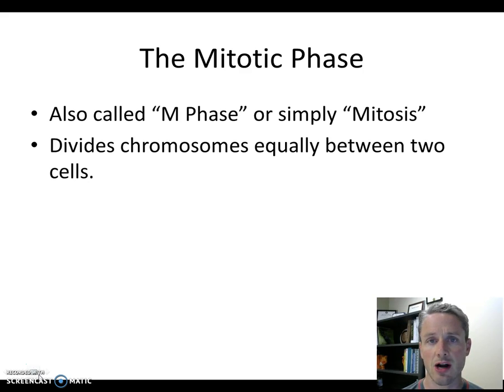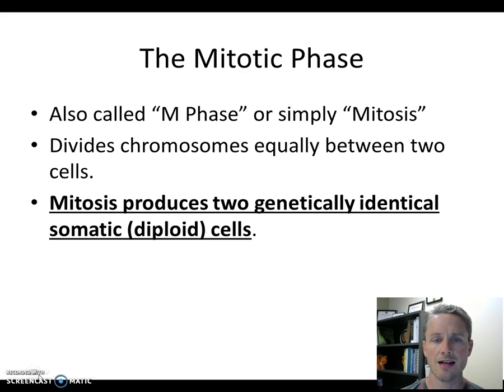I will often summarize mitosis, or M phase, in a single sentence. And here's how I would summarize mitosis. I say that mitosis produces two genetically identical somatic cells. And one detail that I'll have you remember about somatic cells is that they are diploid. Diploid just means that they have two copies of each of their chromosomes.